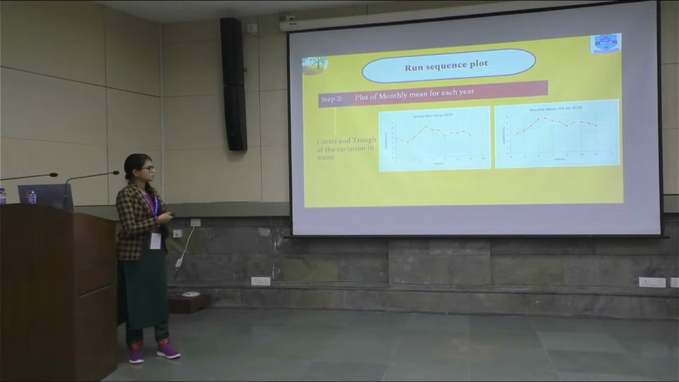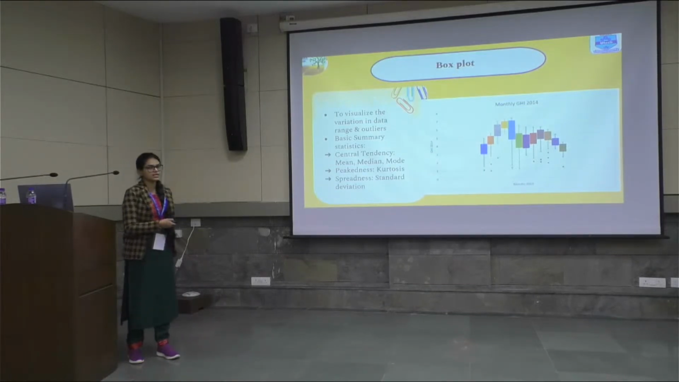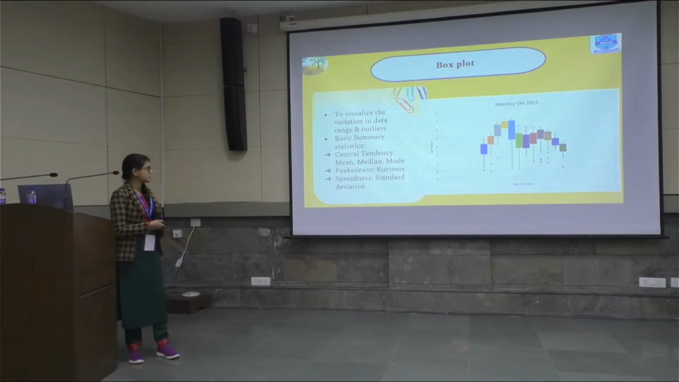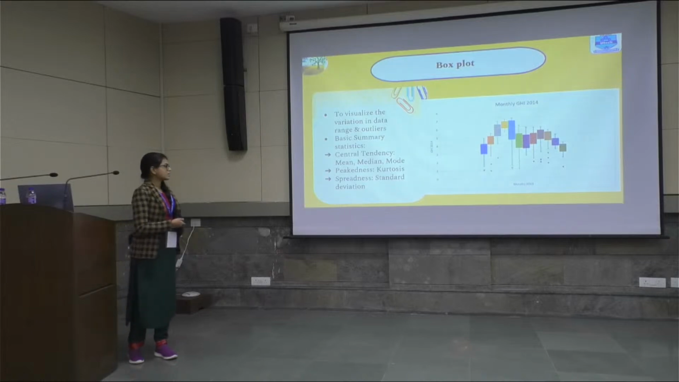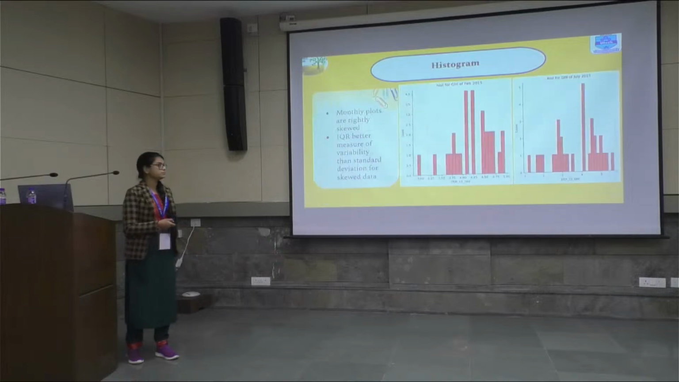Then we grouped a mean for each year, and we saw that there are some patterns which need to be further examined. From the box plot, we have taken out all the basic summary statistics, that is the central tendency, peaks, and the spread of the graph, where we found that the month of July is highly variable.